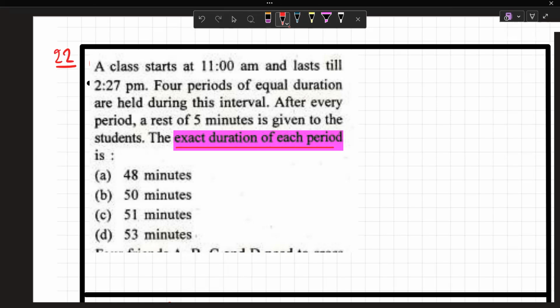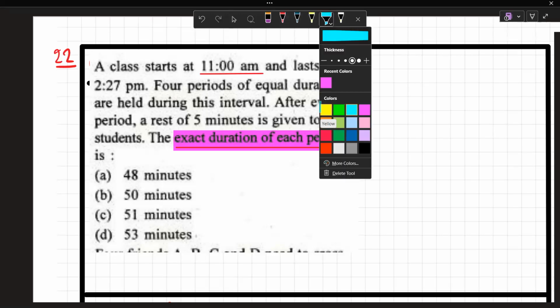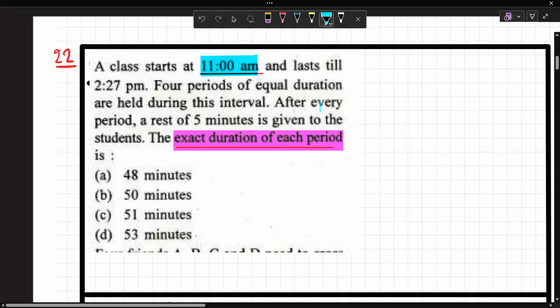That means as of now, I haven't read the statements. What I can conclude is there would be a period-based question, and it might ask what the duration of each period is. Got it? Now let us read the question. The class starts at 11 a.m. Very good. This is the fact that would be required. It lasts till 2:27 p.m. So till now, the class begins at 11 a.m. and lasts till 2:27 p.m.